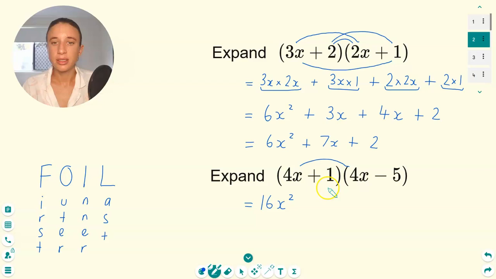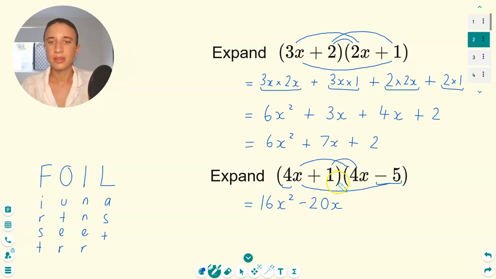Okay, outer, so plus the outer number. So 4 times negative 5. You need to take that sign out the front. 4 times negative 5 is negative 20. And then x times 1 is just x. And then we've got our inner numbers. So inner numbers. 1 times 4 is 4. So positive 1 times positive 4. X times x is just x.